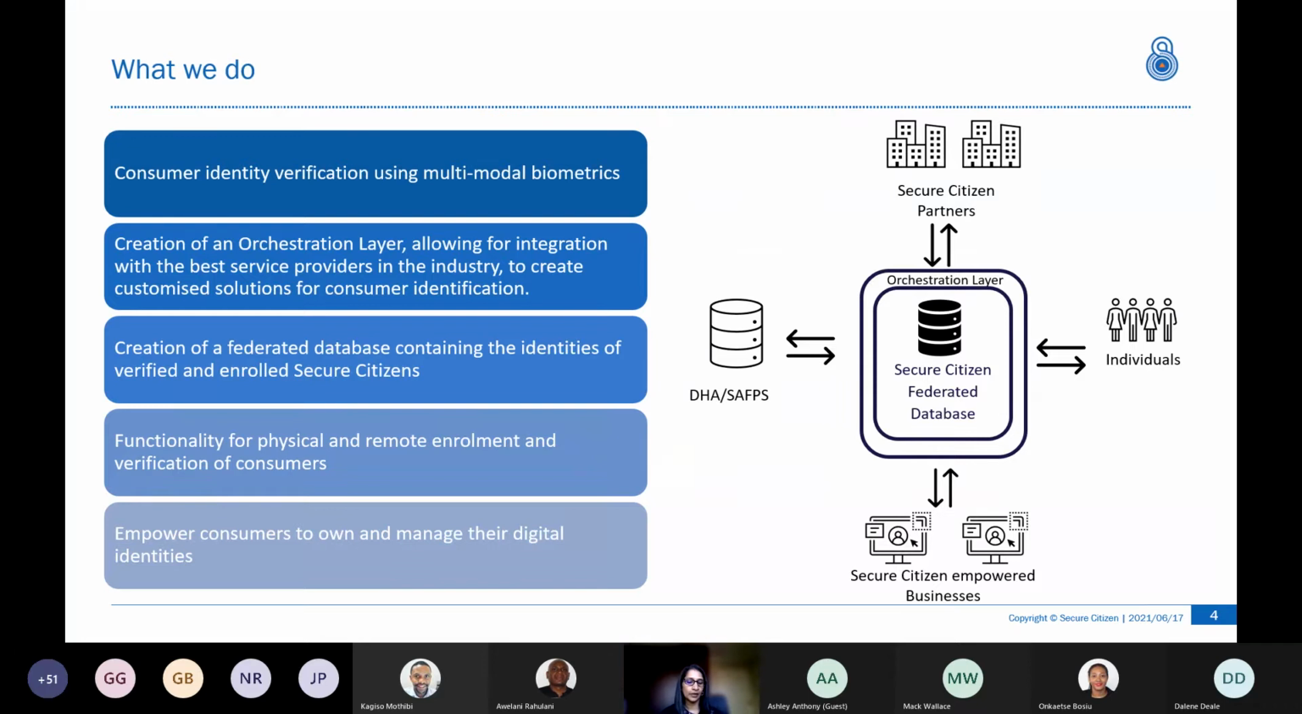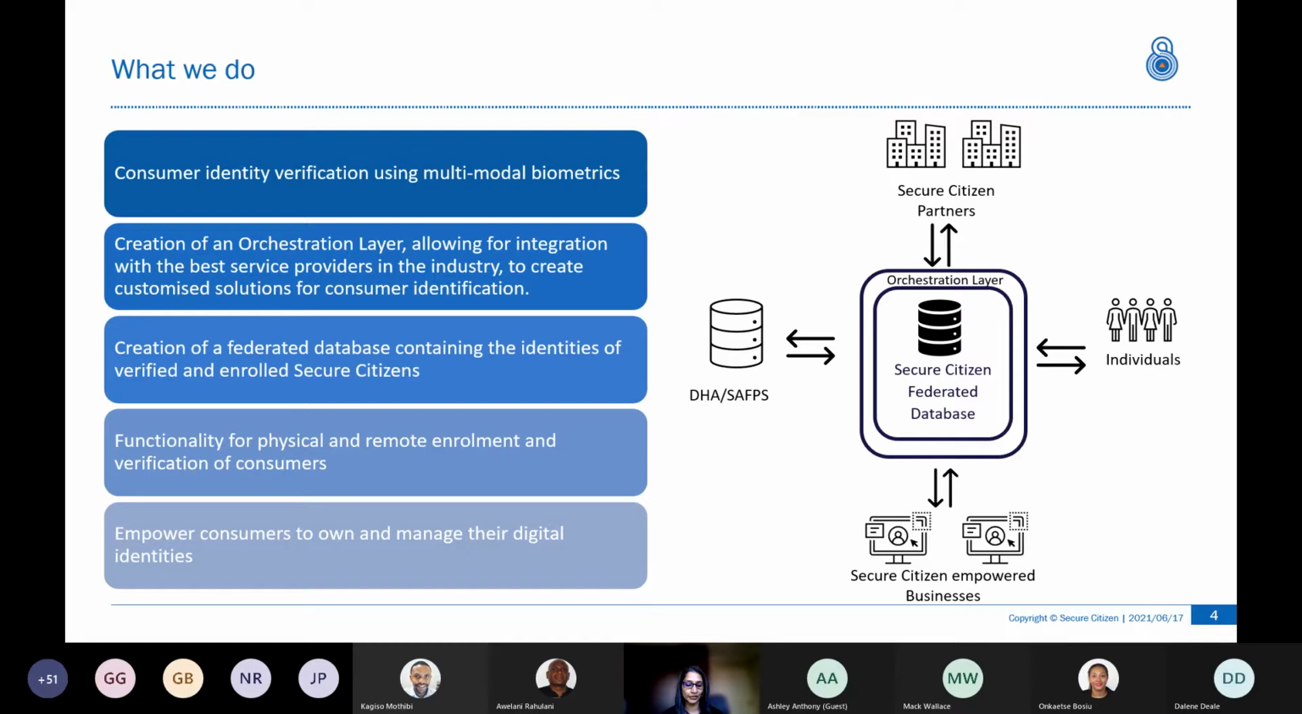So what do we do? We offer consumer identity verification using multimodal biometrics. These include your voice, your face, and your fingerprints. By allowing for multiple modalities, we increase the number of use cases where validation can be performed.